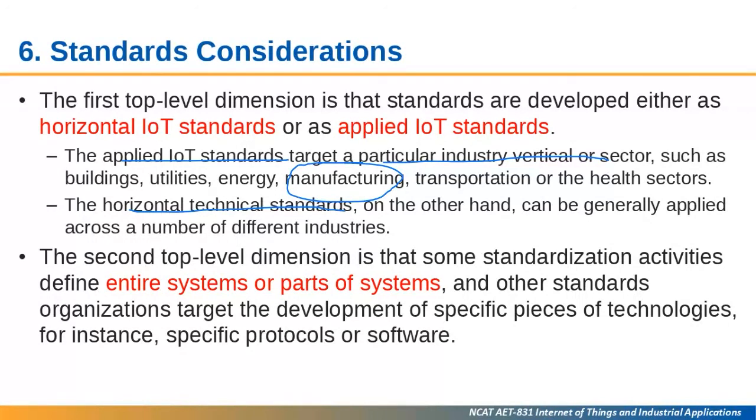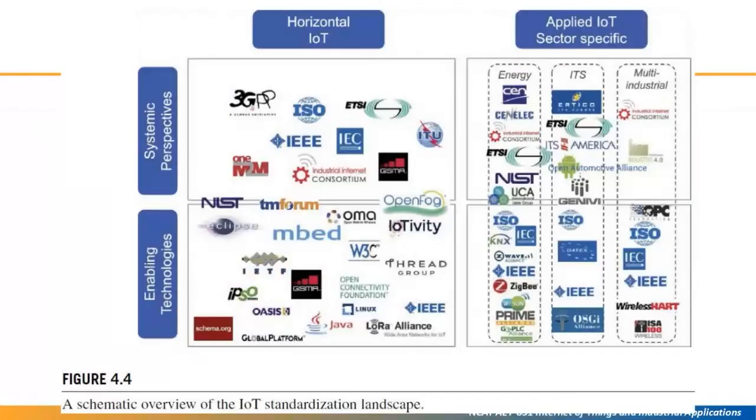The second top-level distinction: some standardization activities define entire systems or parts of systems, and other standards target the development of specific pieces of technology. For example, if now we are using Bluetooth BLE 4.0, I guess, and they are developing something like BLE 6.0, they are focusing on a specific protocol, right? But if they would like to build, for example, for a whole area, then it is another. So we have the systems perspective, and the enabling technology is the protocol perspective.